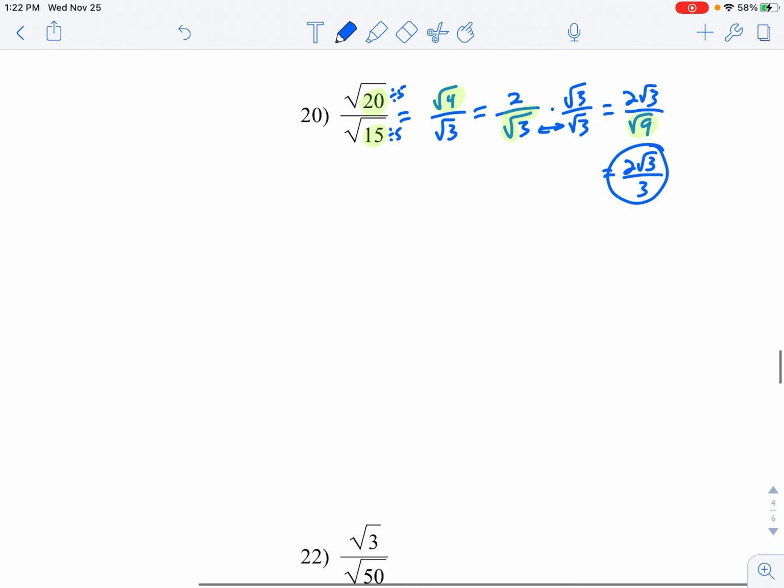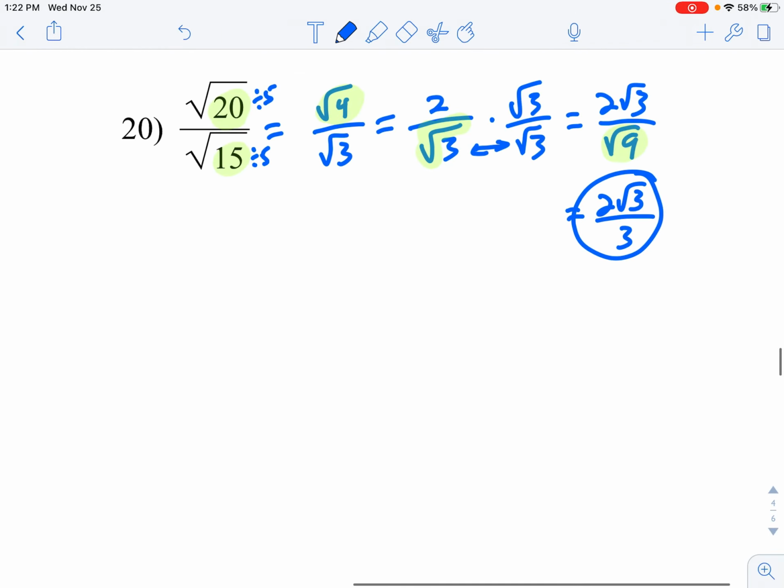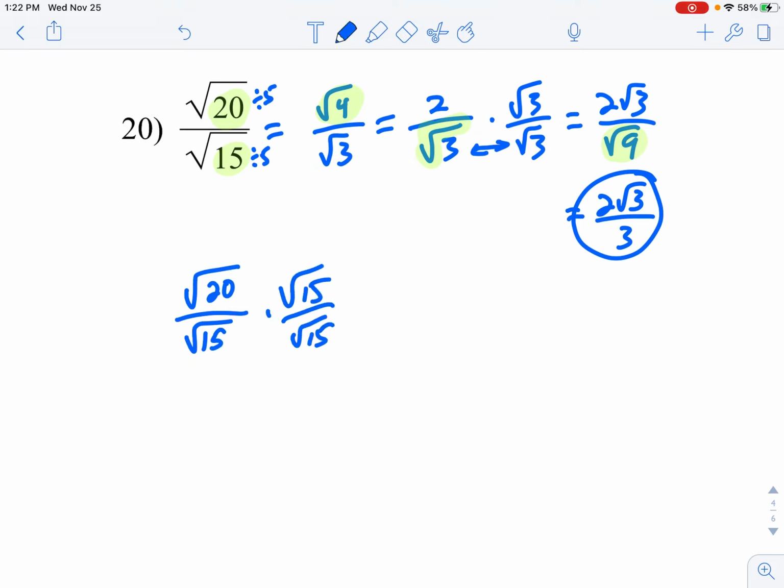Okay, now I'm not going to redo number 20. I'm going to talk about it a little bit more. Let's play devil's advocate and start from the very beginning and say you didn't notice that these could be reduced. So you did it like every other problem, and you multiply by square root of 15 over square root of 15. Is this still going to work? The answer is yes, it will still work. You'll get square root of 300 on top, and the square root of, what's 15 times 15? 225 on the bottom.